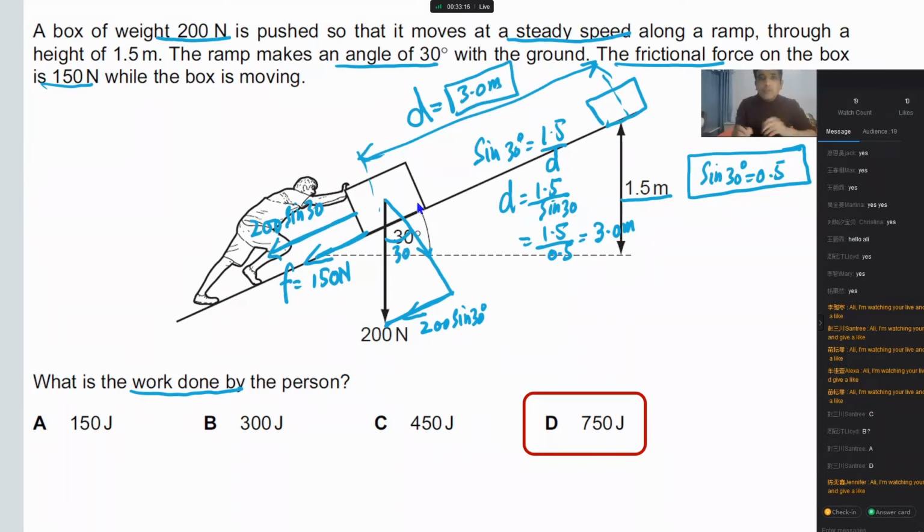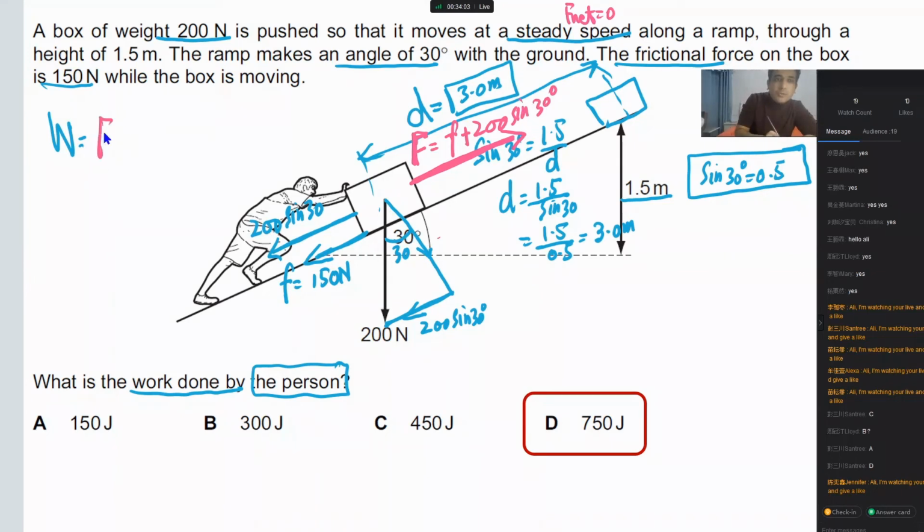Now simply we need to calculate the work done. It's asking for the work done by the person. The question is how much force this person has to apply. This is the force we need to calculate, and it has to be equal to these two forces because it has steady speed. So the resultant force is 0, F net is 0. So this force, capital F, is equal to friction plus the component of weight, 200 sine of 30 degrees.